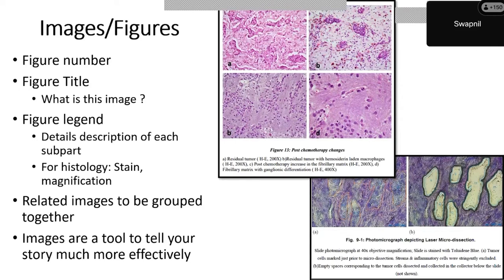If it is a histology image, you should have details of stains, details of magnification, and put a small note as to what this image is, what you are trying to show in this particular image. You should not put images separate. You should try and group related images that depict a particular story together to form a panel. Like in this particular case, post chemotherapy changes are being shown in a single panel of images. And you have to use images and charts and figures to essentially express your entire work more effectively.